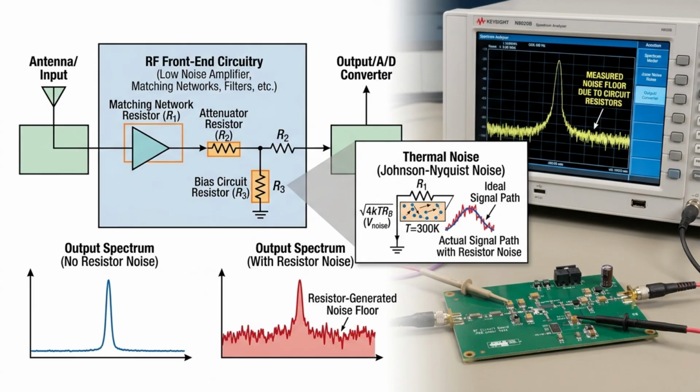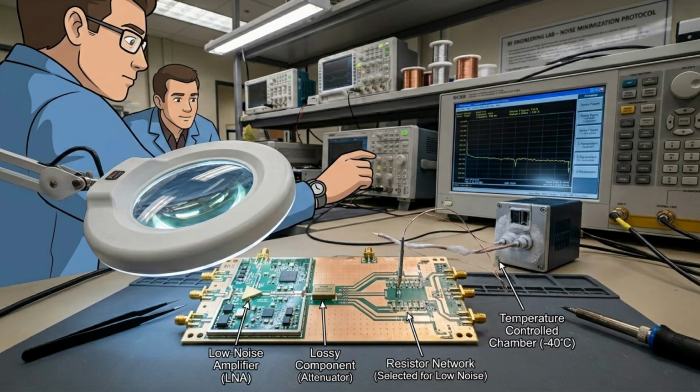Noise generated by resistors is especially important in low-noise RF circuits. Matching networks, attenuators, bias circuits, filters, and many other RF components contain resistors that contribute directly to the receiver's overall noise floor. RF engineers minimize resistor noise by avoiding unnecessary resistive losses, selecting appropriate resistor values, reducing operating temperatures in specialized systems, and placing low-noise amplifiers before lossy components whenever possible.